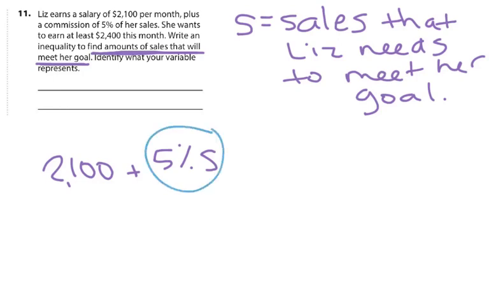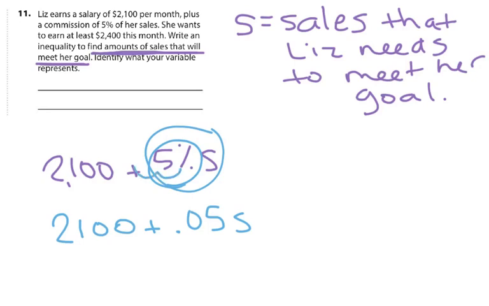We never deal with percents, right? We don't multiply by percents. Yeah, we have to change that into a decimal. So let's rewrite this. 2,100 plus 0.05 sales, because we take this percent and we change it into a decimal by moving over the decimal point twice. Remember that? And now, let's see which way we want our inequality to face.